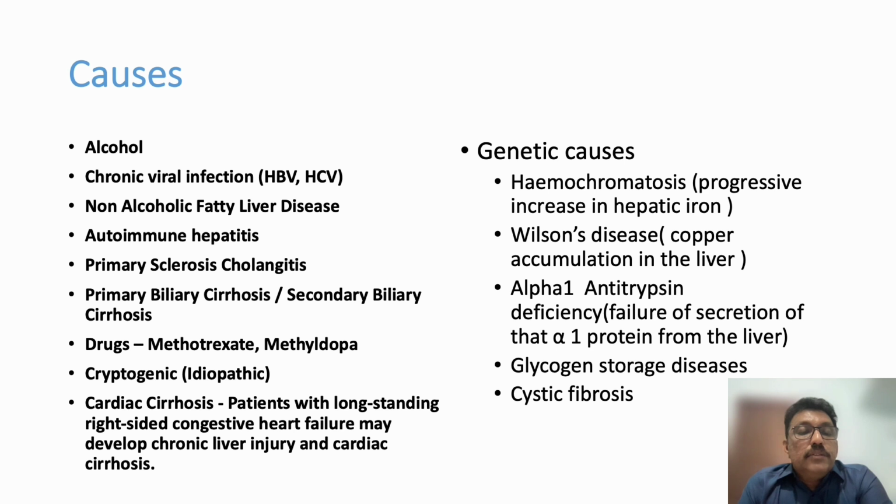Cardiac cirrhosis, that is long-standing congestive heart failure, can lead to liver disease and liver failure. Genetic conditions like hemochromatosis, infiltration of iron into the liver, Wilson disease, copper accumulation in the liver, alpha-1 antitrypsin deficiency, glycogen storage disease, cystic fibrosis. So all these congenital and genetic disorders also can produce liver cirrhosis.